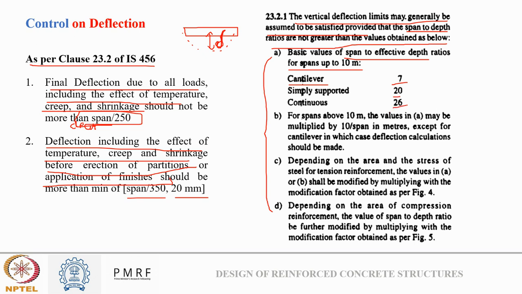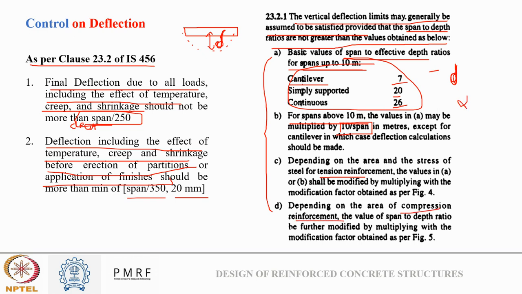So initially, when you are designing a slab, you need to assume the depth of the slab using these criteria. Now this is for span up to 10 meter. For span above 10 meter, these values will be multiplied by a factor of 10 upon span. And depending upon the area of reinforcement and the stresses in steel on both tensile and compression side, we also need to modify this factor.